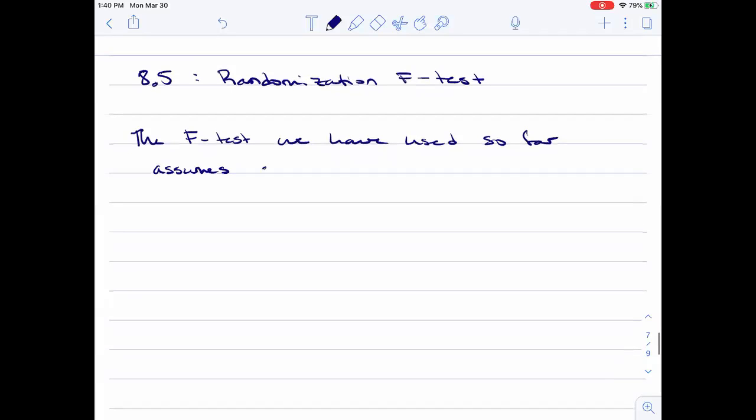What's kind of womp about section 8.5 is that I'm going to show you another way that we could find p-values for an F test without using a probability model. But the results are usually the same, so I'm not sure why. It's just to expose you to another way that we could do it.